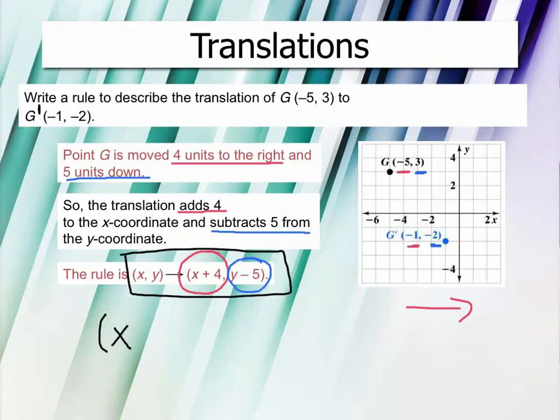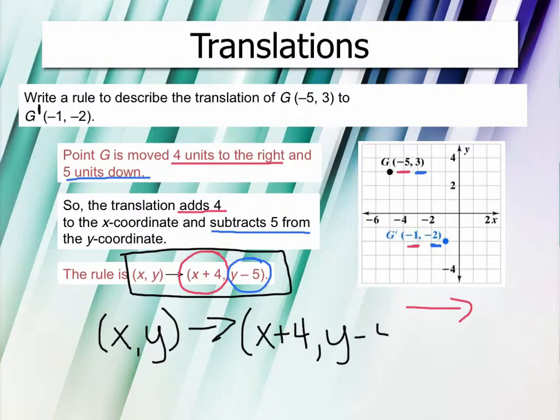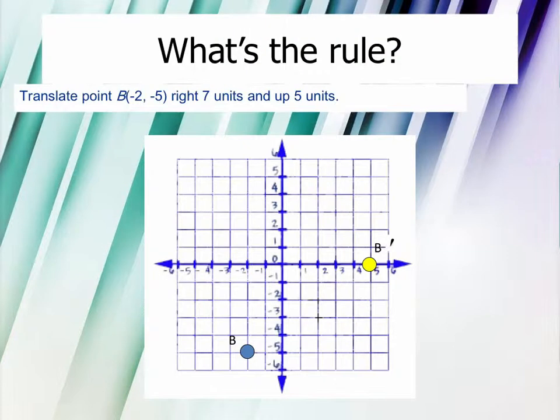You're going to have to write (x, y). That means what do we do with the original coordinate points? And you're going to translate it. That arrow means you're translating by adding 4 to x and subtracting 5 from y. We'll practice this in our stretch before we begin translating figures in class. So the rule is a big deal. It tells us what we're doing. And now we have to translate this point.